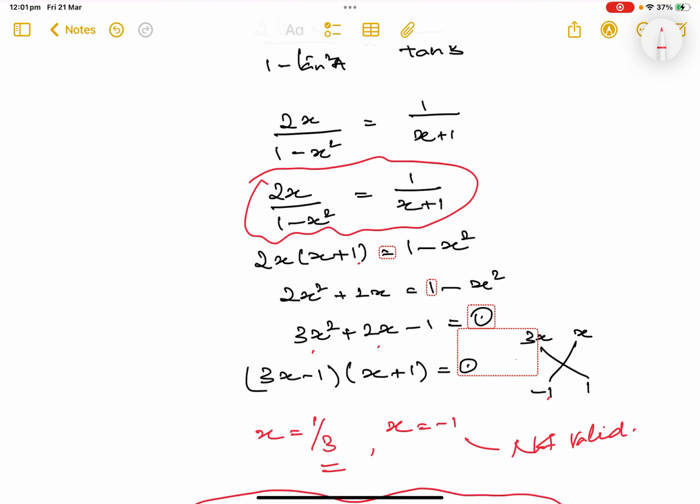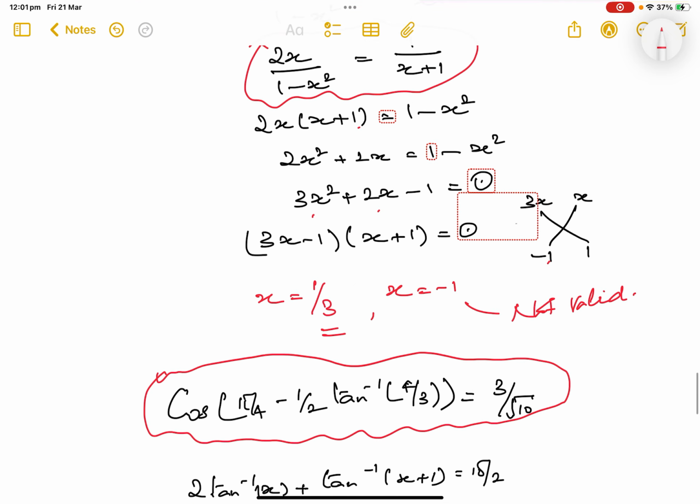So simply, if you cross multiply, 2x times (x plus 1) equals 1 minus x squared. Just remove the bracket: 2x squared plus 2x equals 1 minus x squared. Bring that x squared and 1 to this side. So 2x squared plus x squared is 3x squared plus 2x minus 1, and this is a quadratic equation. We can simply factorize it: 3x and x, with minus 1 and 1. These are the two factors: one is 3x minus 1, the other is x plus 1.